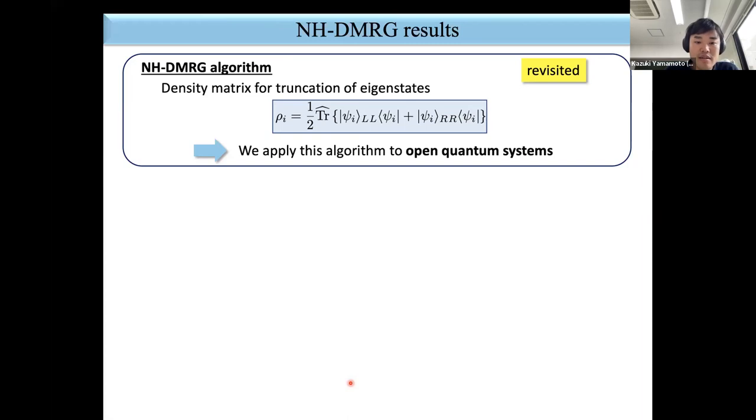Here we revisit the main philosophy of the non-Hermitian DMRG algorithms. For the truncation of the eigenstates of the density matrix, we have to choose these types of density matrices, which are constructed from the left part and the right part. And we here apply this algorithm to non-Hermitian quantum systems, in open quantum systems.